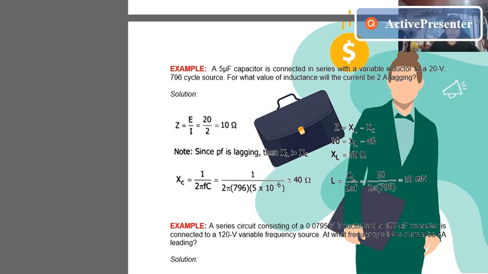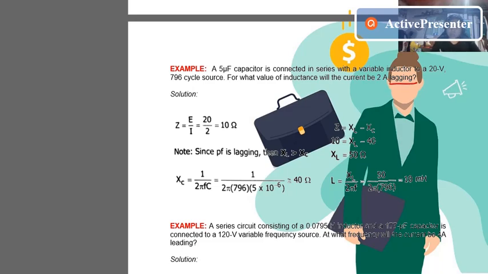So first, let's proceed to our example number 1. A 5 microfarad capacitor is connected in series with a variable inductor to a 20 volt 796 cycle source. For what value of inductance will the current be 2 amperes lagging? So the problem already says that our current is lagging.